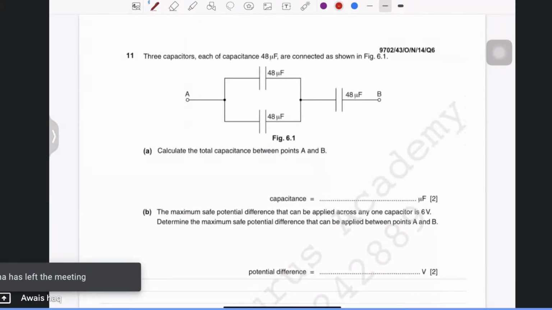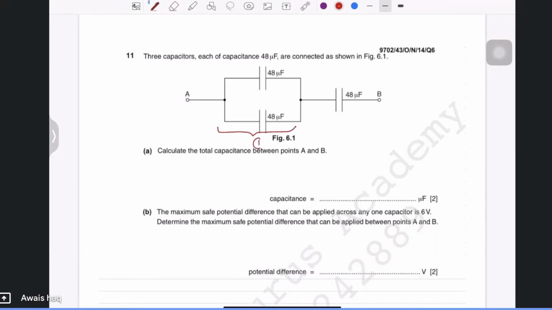So first of all, it says find the total capacitance between 2 points. Whenever you see a circuit like this, always first try to do the inner circuit and then follow through to the second circuit. This is the main idea behind this. So the first circuit is basically a parallel circuit. In parallel, the total capacitance is just added up. So 48 plus 48, what is 48 and 48? 96? Okay, 96 microfarad.